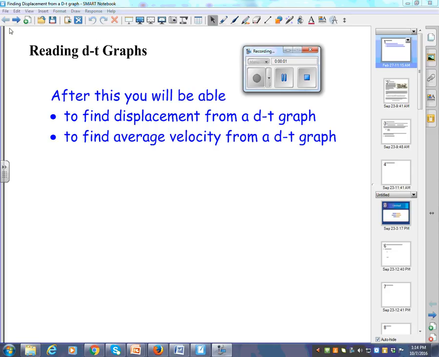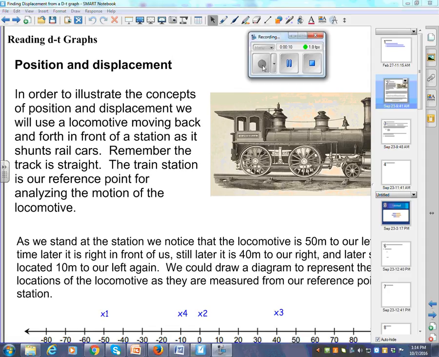Let's begin. So, today, you will find displacement from a DT graph, and you will find average velocity from a DT graph. Some of you may have done this in grade 10. If you did, it's quite likely one of the last things that you did, and some of you might have found it challenging. Maybe your class didn't get to it.